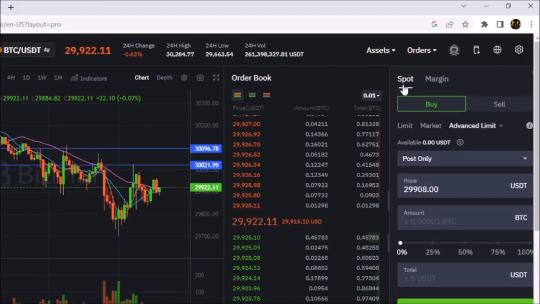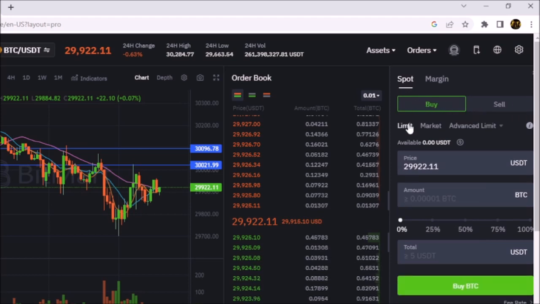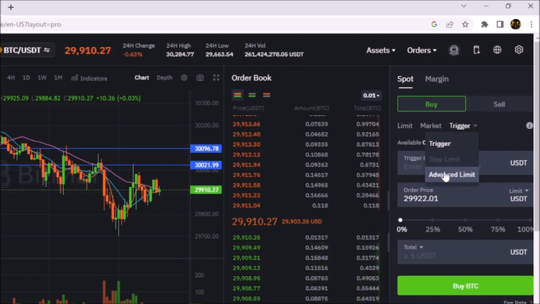When you come on spot trading, then there will be buy and sell. Then you will find limit, market, trigger, there is spot limit and advanced limit. So I'll explain one by one. Just stick with me until the very end.